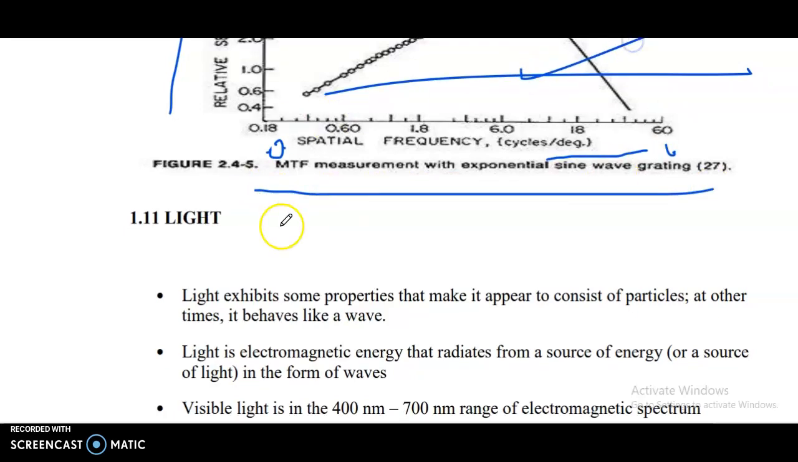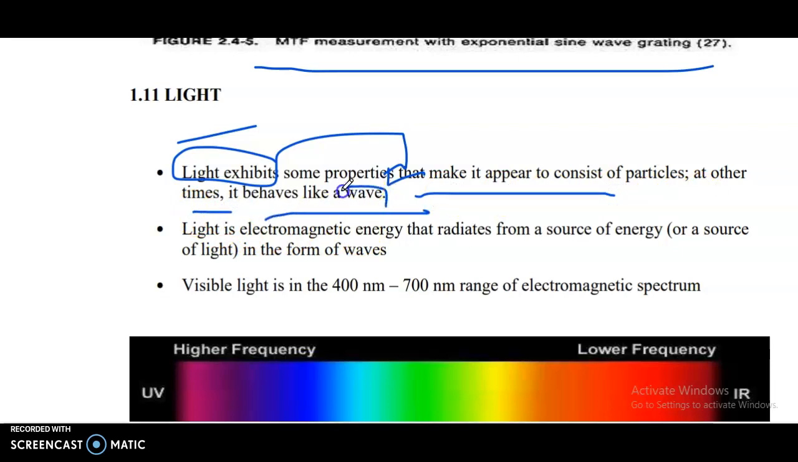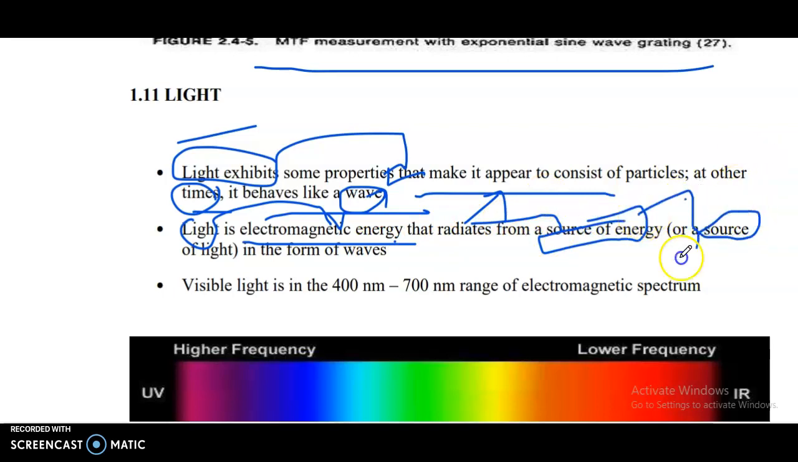Light exhibits some properties that make it appear to consist of particles. Other times it behaves like a wave. Light is electromagnetic energy that radiates from a source of light in the form of waves.